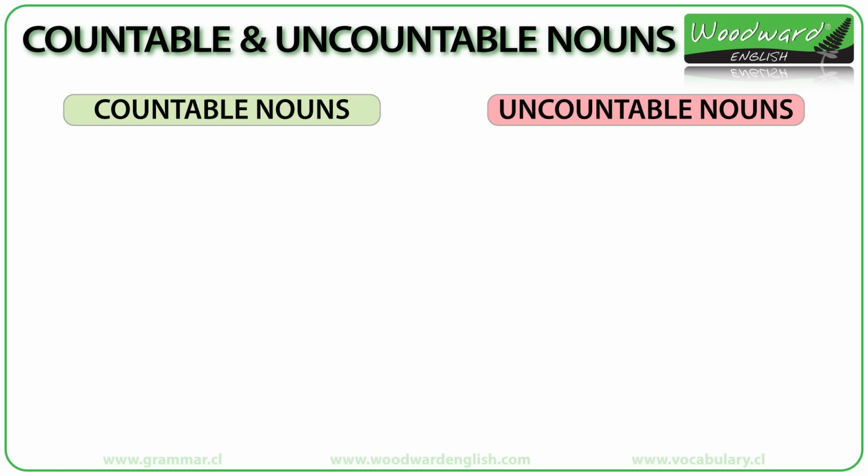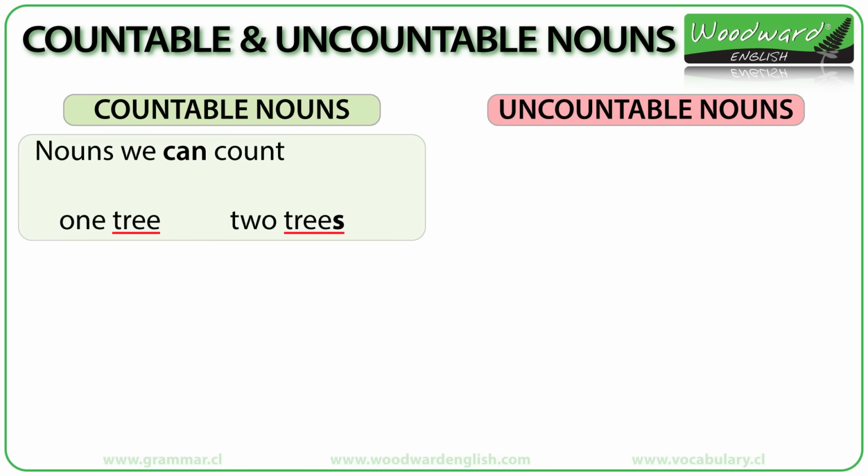Nouns in English can be divided into countable nouns and uncountable nouns. Countable nouns are nouns that we can count. For example, we can count trees: 1 tree, 2 trees, 3 trees, etc. So tree is a countable noun.